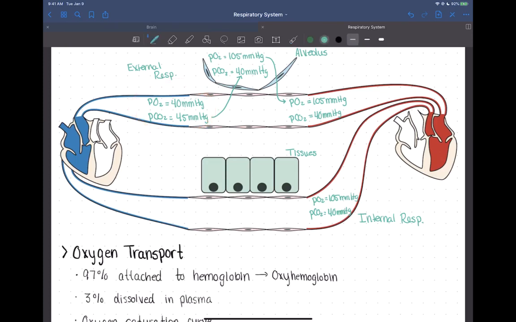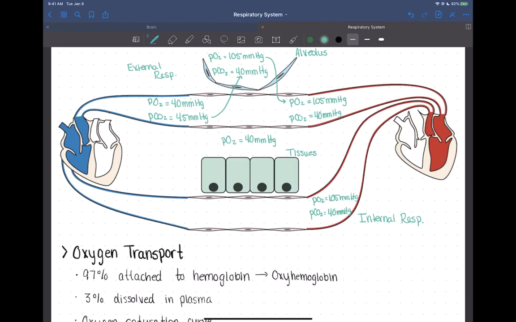All right? So in the tissues, the PO2 is equal to around 40 millimeters of mercury.